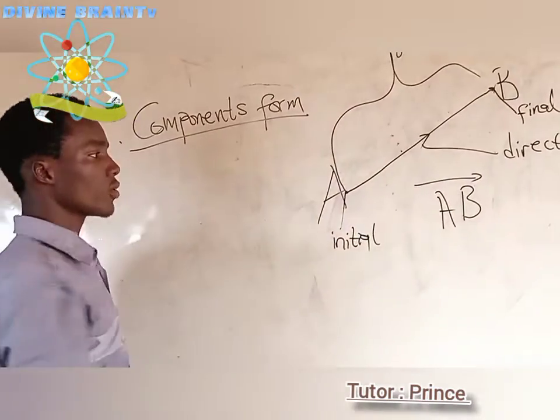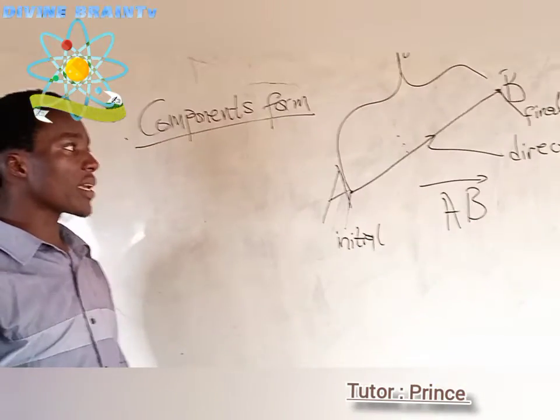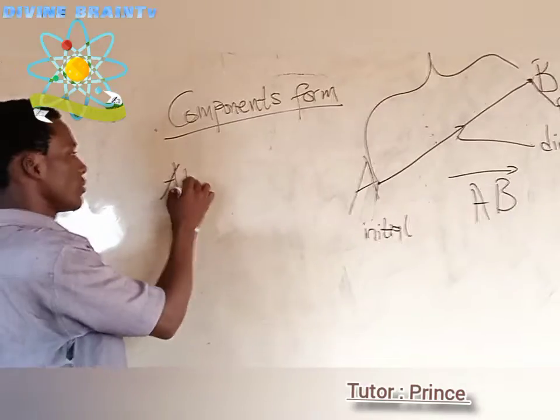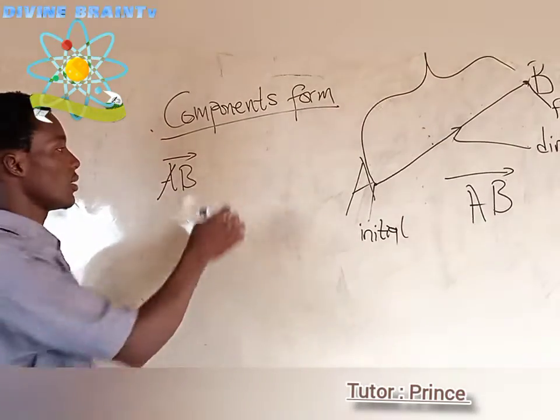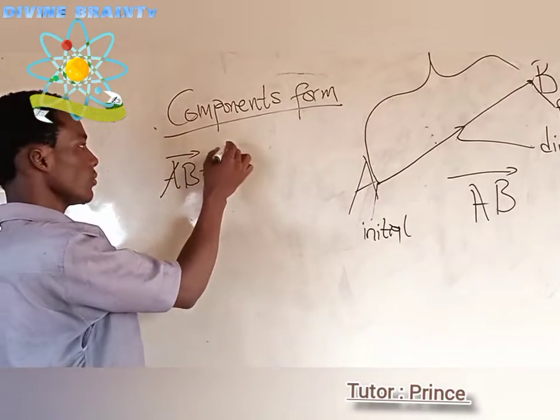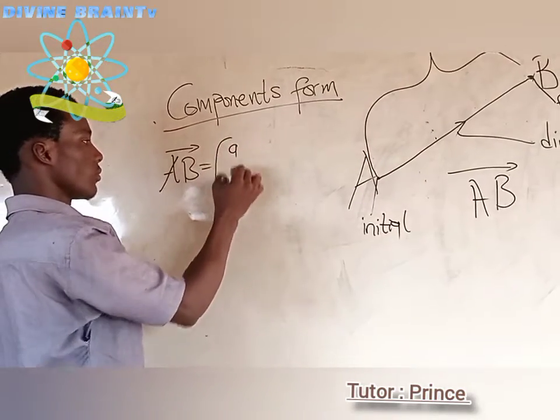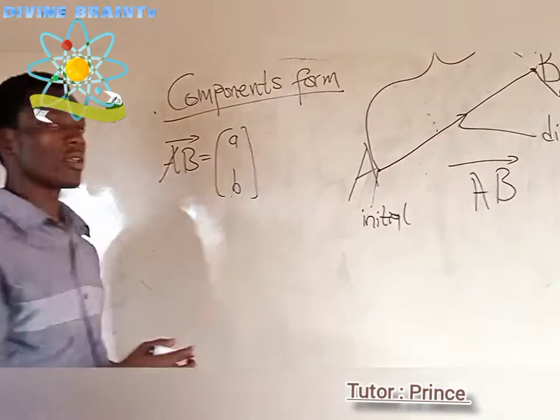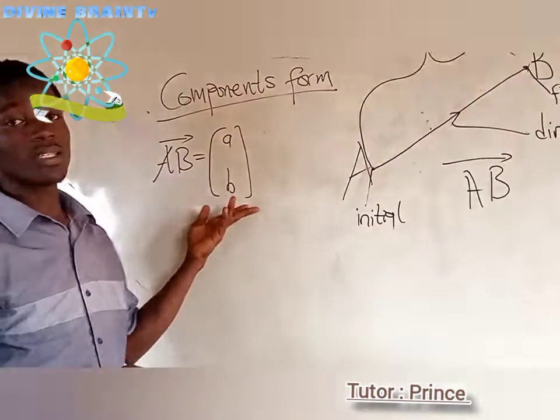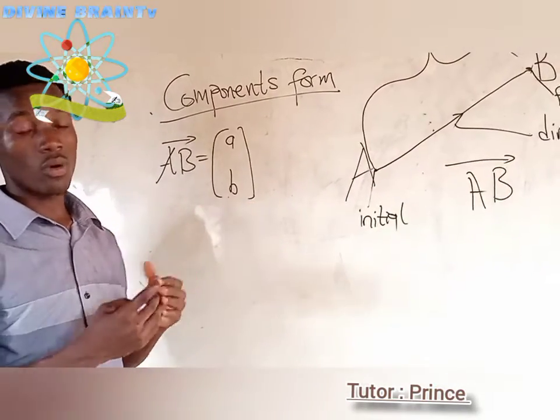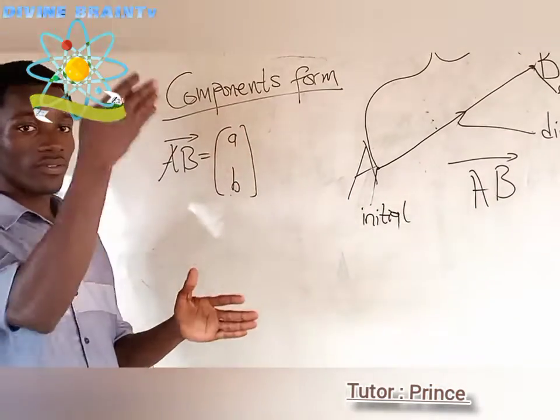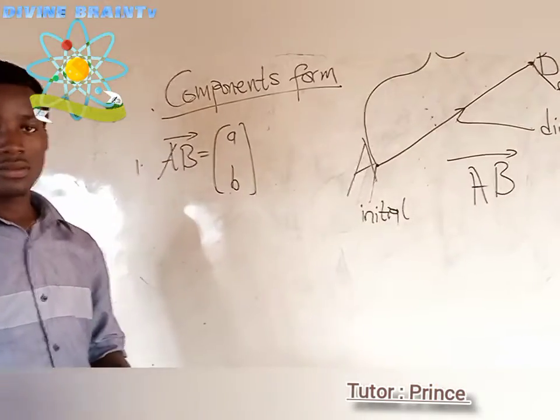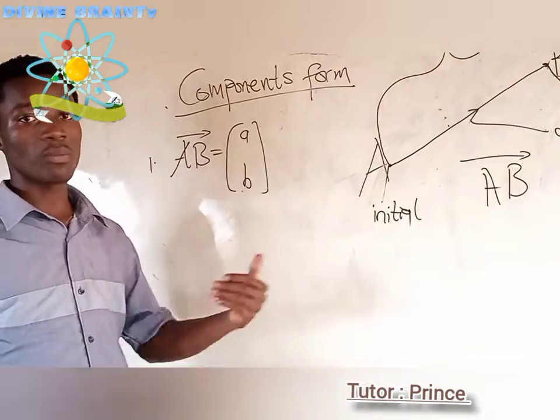Now the component form goes like this. Let me take my vector AB on the board. So when we have vector AB, and it is equal to... good. So this is the component form, the column or component form. You can see it's a column, vertical. So this is one way of representing our vector, the component form.